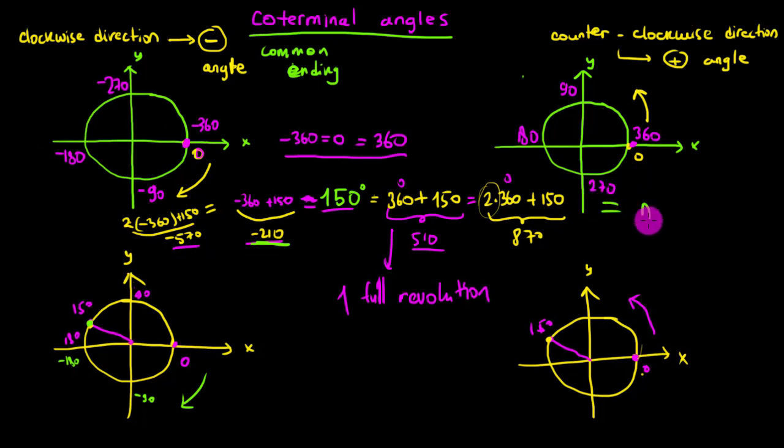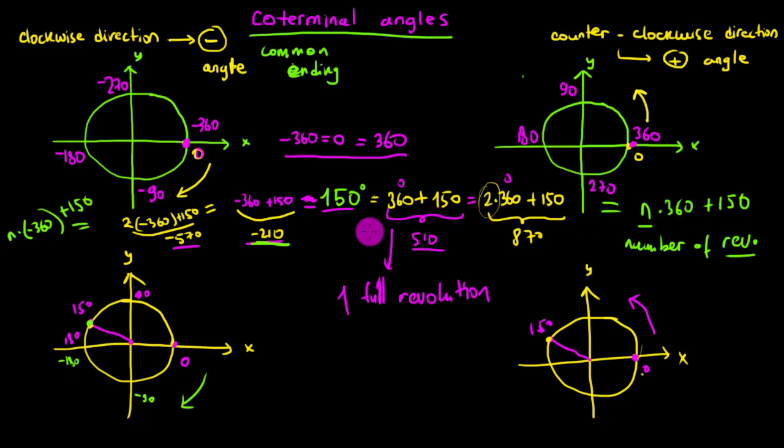So actually, basically, you can continue this one infinitely. Here you can write n. N is the number of revolutions. The same here, n times here you have minus plus 150. This one is the clockwise direction revolution, this one is the counterclockwise. But the thing is, they will always have the same value.